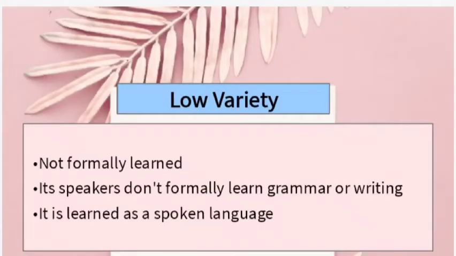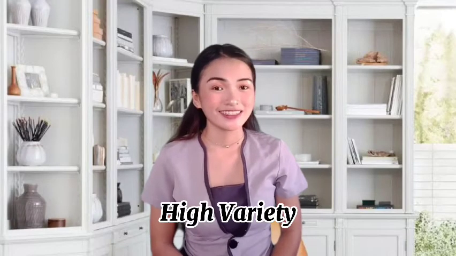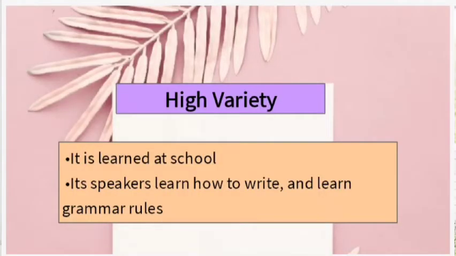When we say low variety, it is not formally learned. Its speakers don't formally learn grammar or writing. It is learned as a spoken language. While the language that is used for more formal situations is the high variety. When we say high variety, it is learned at school. Its speakers learn how to write and learn grammar rules. The high variety is often considered the correct variety and is prevented from changing a lot.